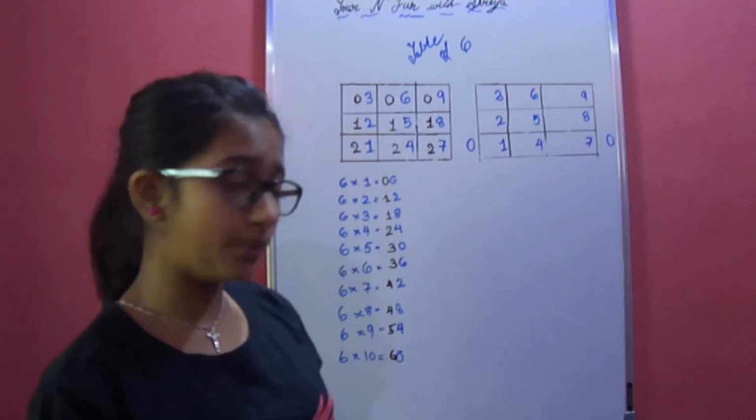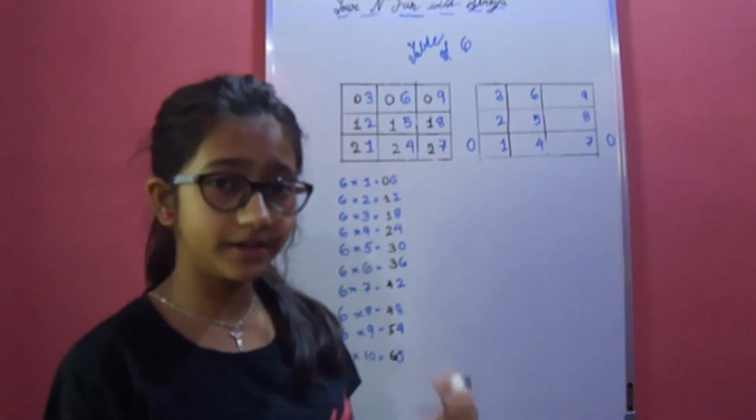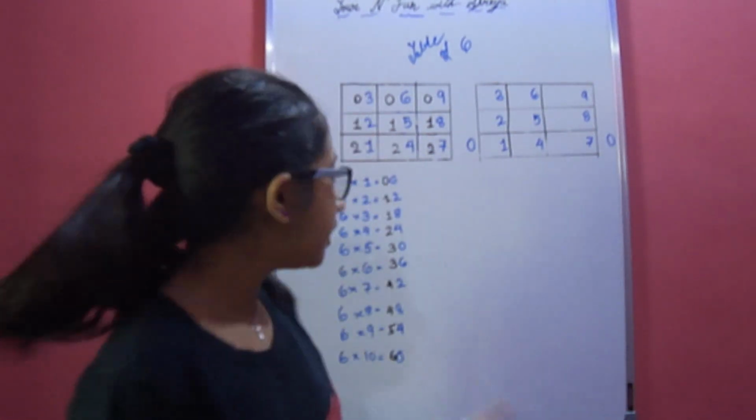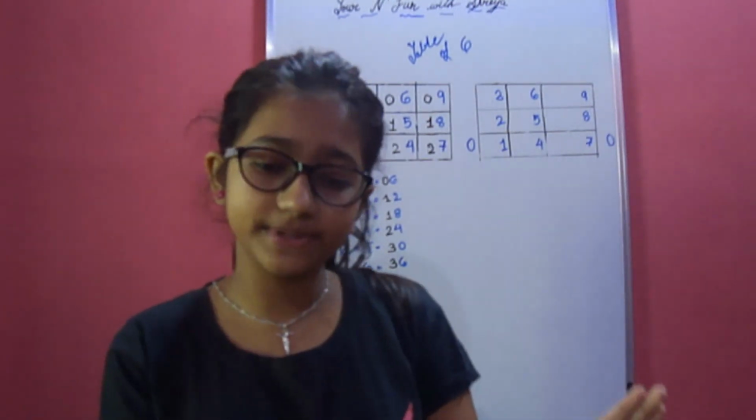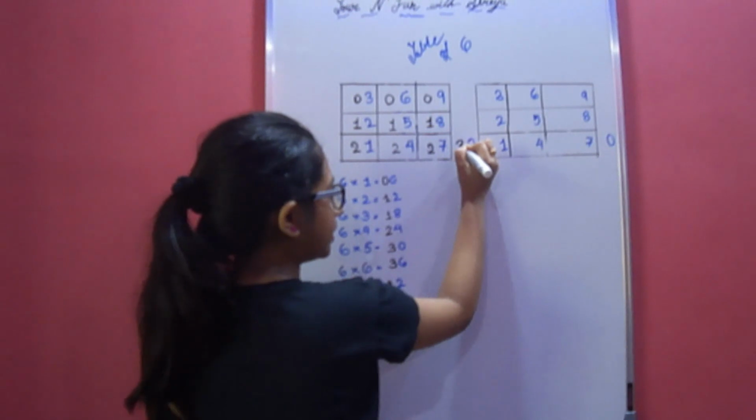Now for this 0 one, I have written the 0 outside the table. This is an exception, okay. So I will write a 3 beside it. What comes after 2? 3, right? So I will write a 3 beside it.